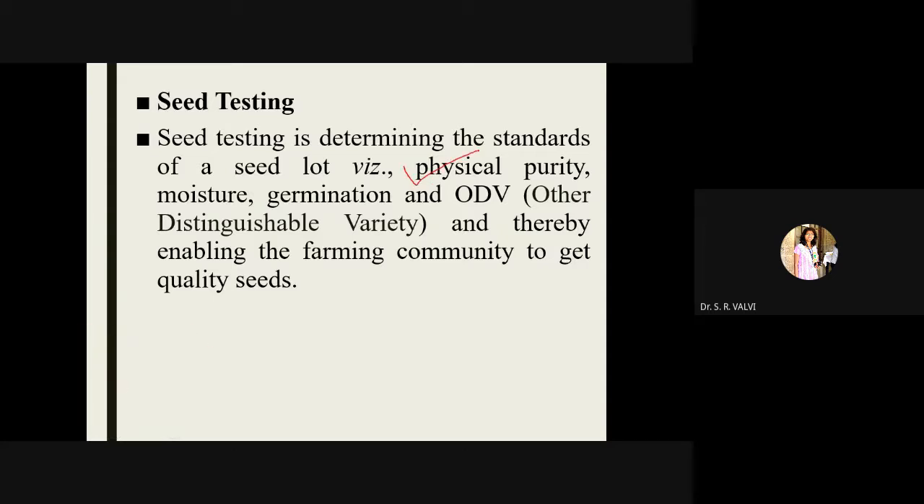So here you can see physical purity is checked, then moisture, germination and ODV. ODV is nothing but what? Other distinguishable variety. This other distinguishable variety is also checked in seed testing. The short form is ODV, thereby enabling the farming community to get quality seeds. So our main aim is to get quality seeds to the farmers. That is why we are doing this seed testing.